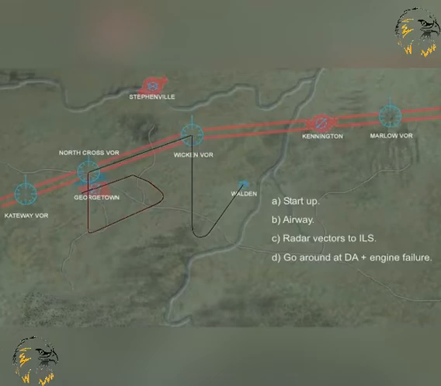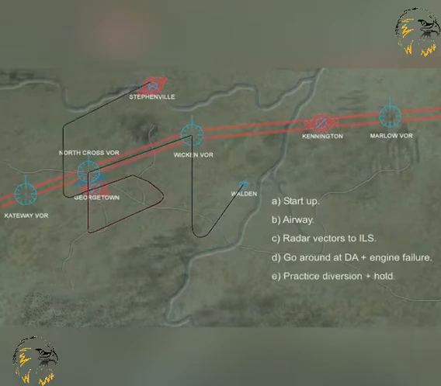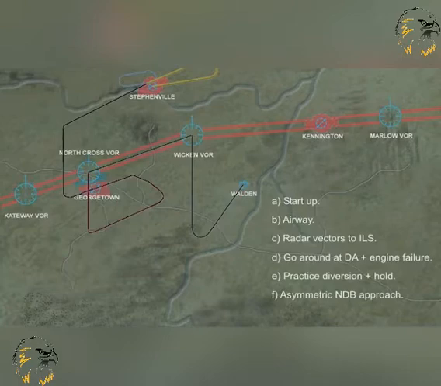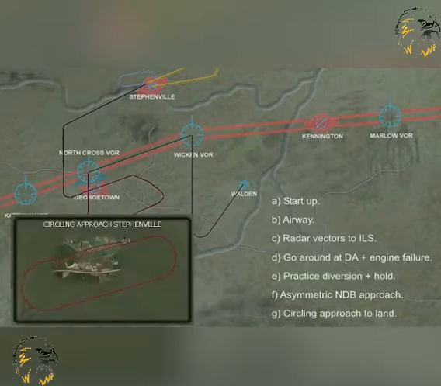The reason for including this is that you will normally be asked to make a simulated pan call as part of the drill. Therefore, this call is included in the scenario. After the engine failure drill, you carry out a practice diversion to Stephenville. On arrival there, you enter the hold. You then carry out an asymmetric NDB approach. On this approach, you convert to a visual approach at your minimum descent altitude, and then go around from your asymmetric committal altitude. You complete the flight with a circling approach to land.